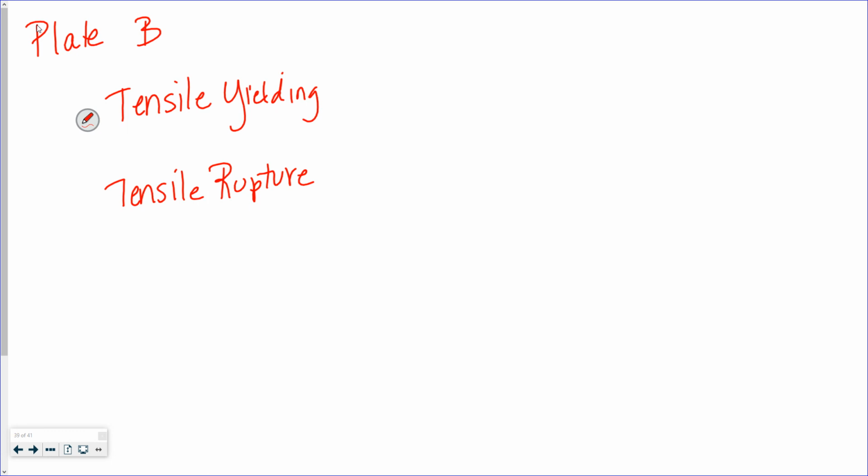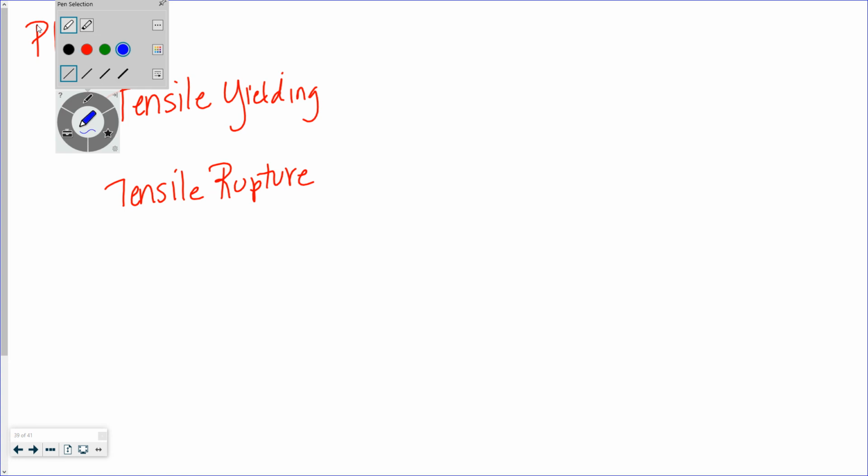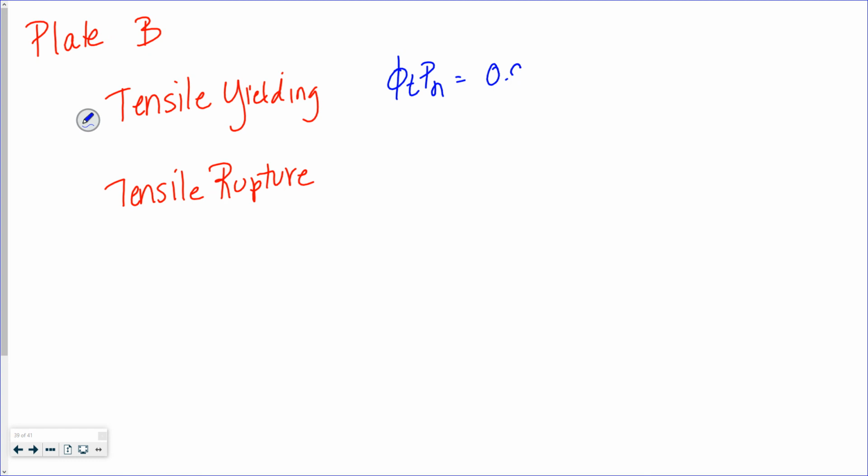Okay. So hopefully that was a pretty quick calculation. It probably takes me longer to write it down. But let's see, tensile yielding. 0.9, 36 ksi. The gross area is 10 inches and it's a 1/2 inch plate. 162 kips, right?